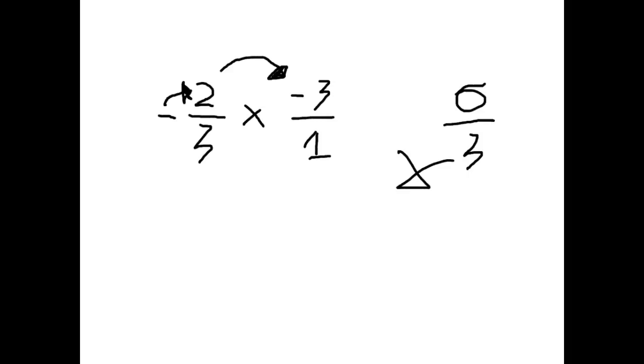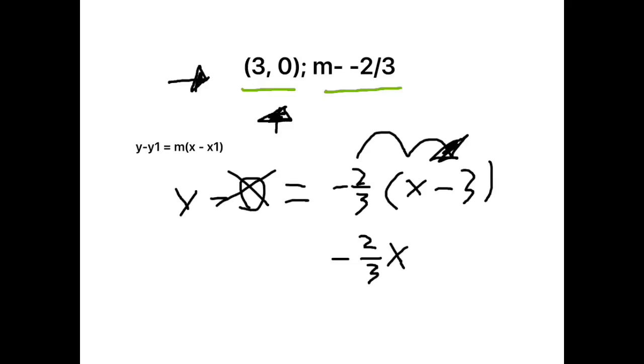6 over 3 is actually equal to 2. Basically, simplifying, 3 goes into 6 two times, so it's 2. Back over here, let's substitute that in: negative 2/3 plus 2.